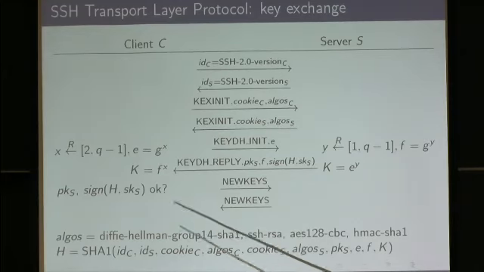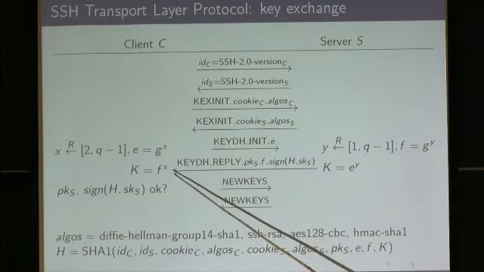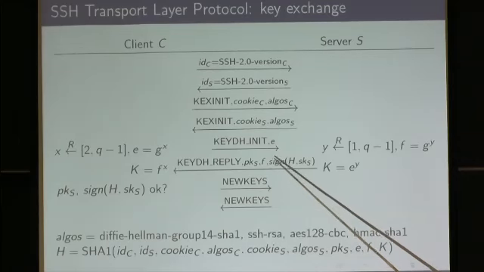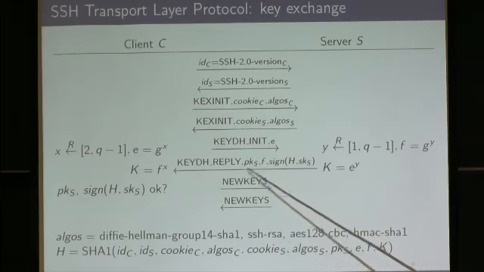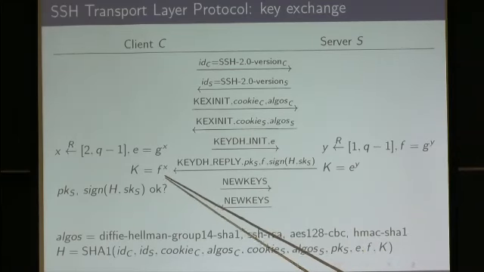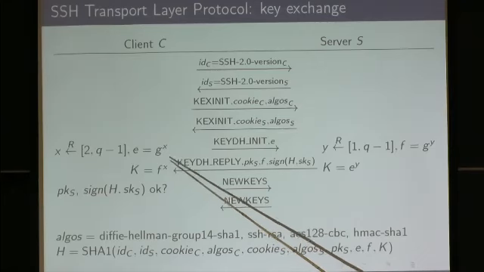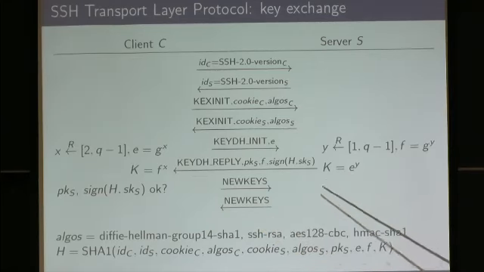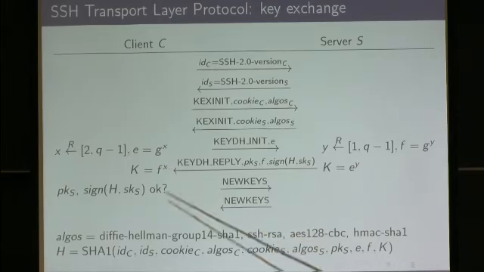So this is received by the client. The client now has the f, which is the exponential of the server. He can compute f to the x, which is equal to g to the xy, and which is also the common secret. The client and the server now share this common k.